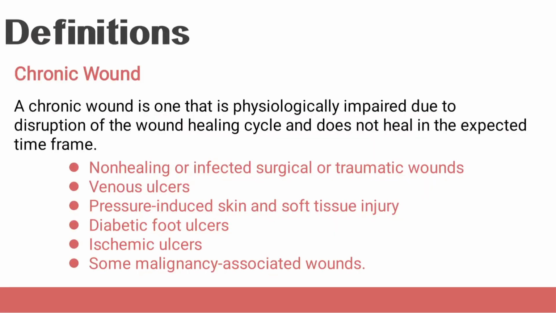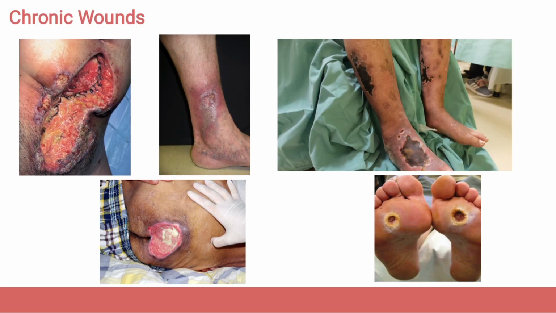So chronic wounds are the ones that have impaired physiology of wound healing. They take a lot of time to heal, there's a disruption of the wound healing cycle, and they do not heal in the expected time frame. Examples are non-healing surgical wounds, infected surgical wounds, venous ulcers, arterial ulcers, pressure-induced ulcers such as bed sores, and diabetic foot ulcers. These are examples of chronic wounds.